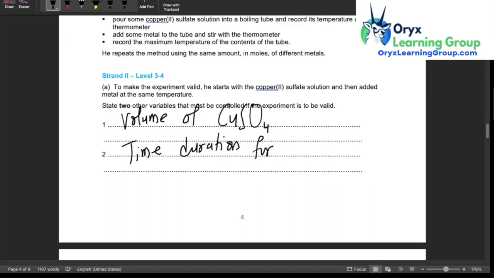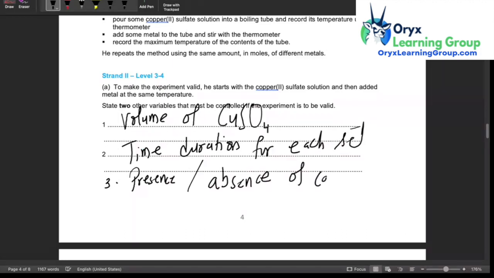Okay, then what else? What about presence or absence of catalyst? Do you agree with me or no? Will it affect the reaction rate or no? Yeah, because if there's a catalyst, it will either speed up the reaction or slow it down. Okay, so in case you are doing with a catalyst, you should do all of them with a catalyst. In case you are doing without, then you should do without. Any other point you want to add?